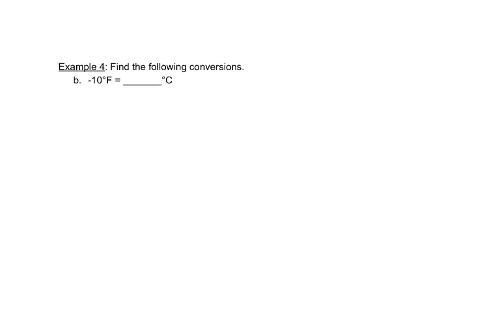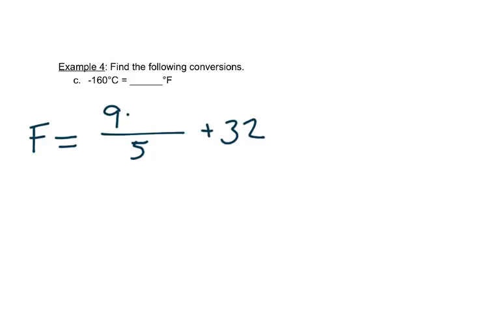And we'll skip example B because it's exactly the same. And we'll do example C. It uses the other formula. The other formula says if I want to find F, I take 9 times my C, divide by 5, and then add 32. So here my C is negative 160. I'm going to put that in here. It's a negative number, so I'm really going to be careful about putting it in parentheses.